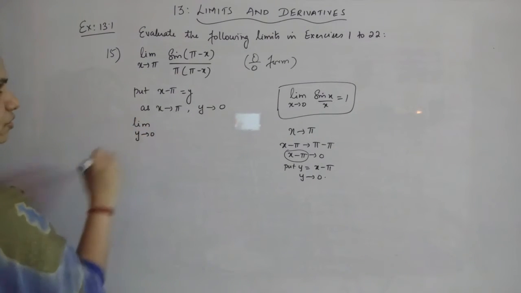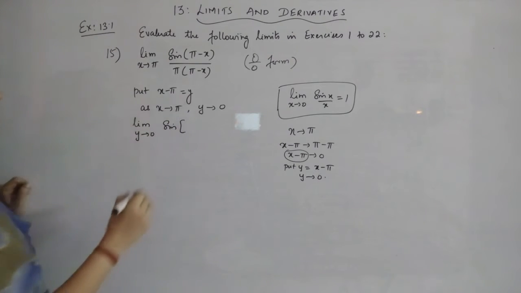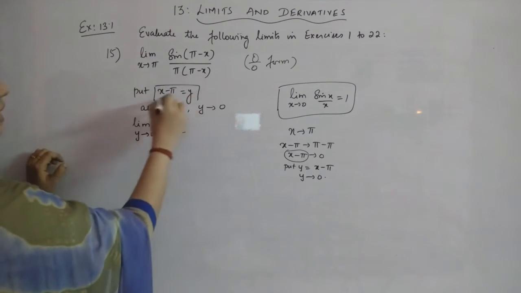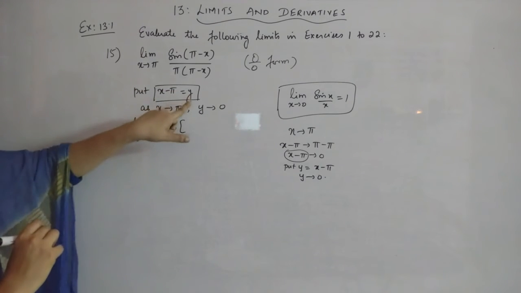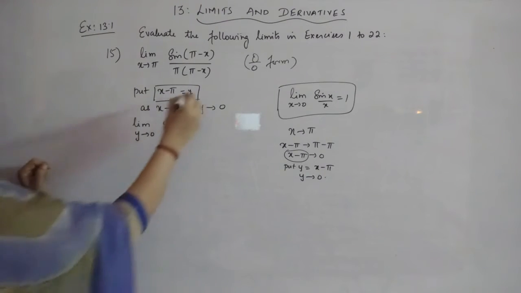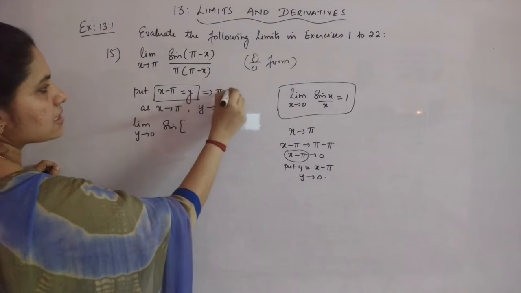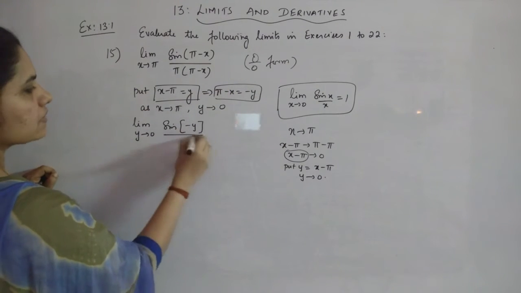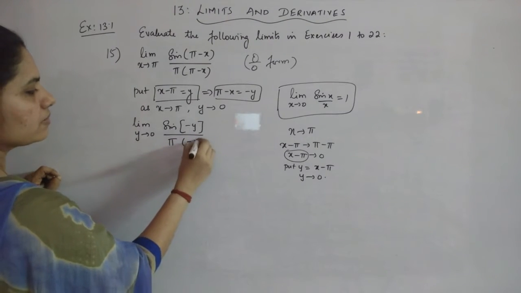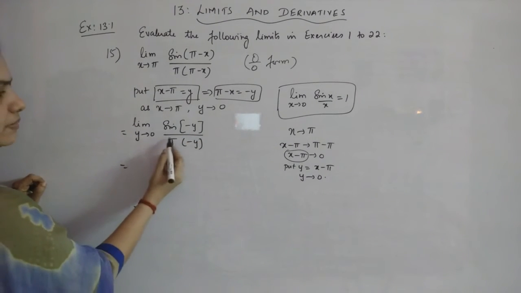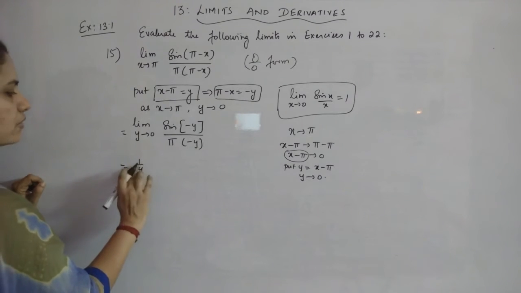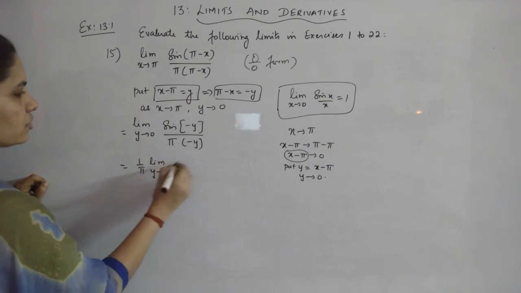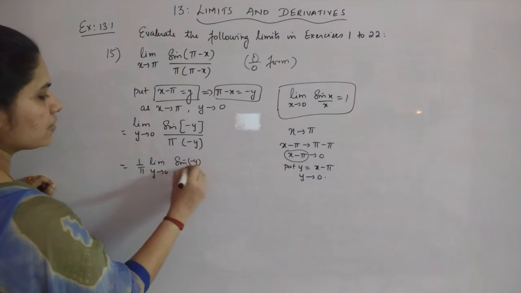Limit y tends to 0, sine of, here what you are having is pi minus x, and here you put x minus pi as y. So pi minus x will be negative y. Okay. So replace it with negative y divided by pi into, again this will become minus y. Now you can see that pi is a constant, so take it out from the limit. So 1 by pi into limit y tends to 0, sine of minus y by minus y.